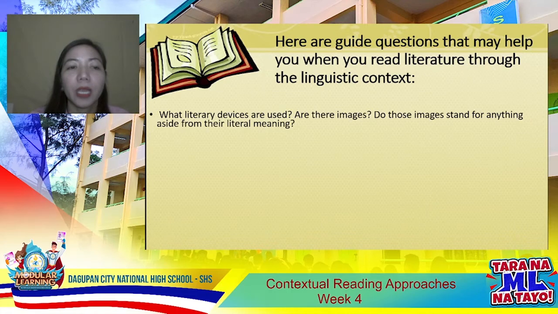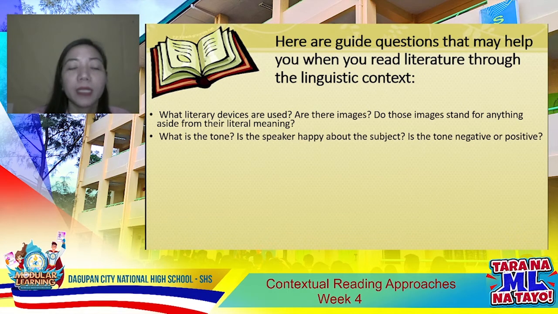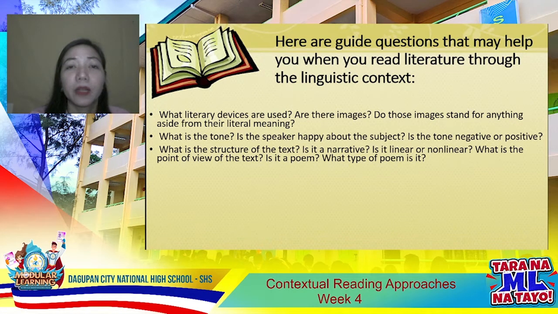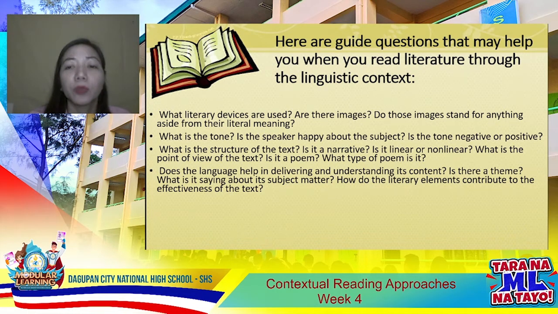And the next question is, what literary devices are used? Are there images? Do those images stand for anything aside from their literal meaning? Or do these images help you in understanding the text? What is the tone? Is the speaker happy about the subject? Is the tone negative or positive?